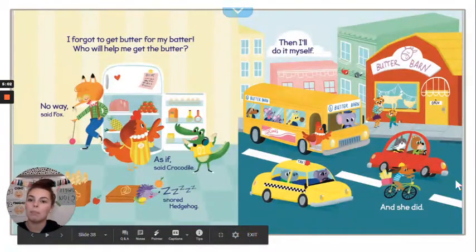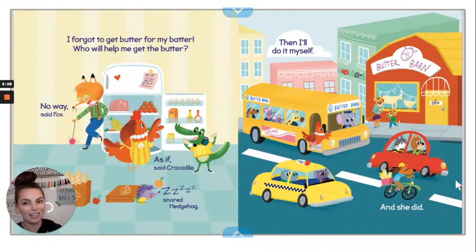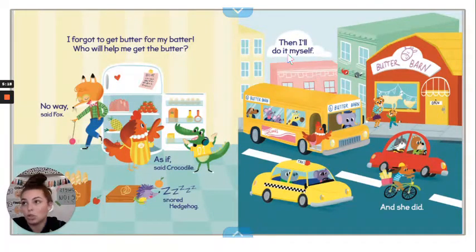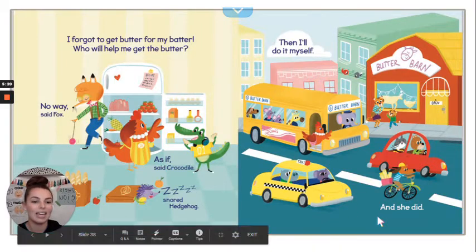I forgot to get butter for my batter. Who will help me go get the butter? No way, said Fox. As if, said Crocodile. Zzz, snored Hedgehog. Then I'll do it myself. And she did.